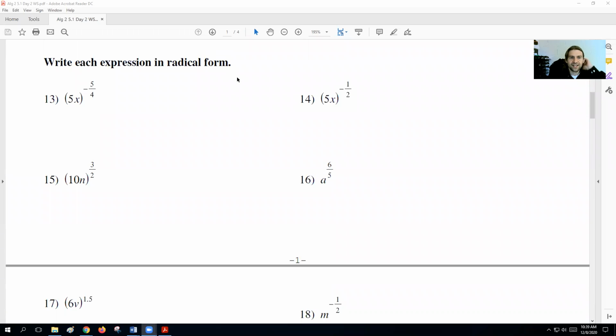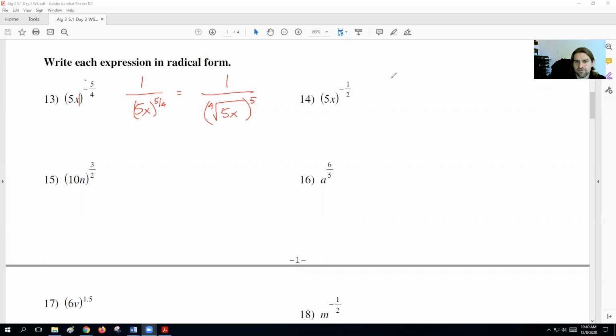All right, simplify each expression. Well, if it just says x's, we're just going to leave it alone. That's the base. So 5x to the negative 5/4 power. Well, let's take care of the negative. This would be 1 over 5x to the 5/4 power. And then the answer would be 1 over the 4th, would make it a 4th root of 5x. And then we can put this all to the 5th power. So there's that answer.